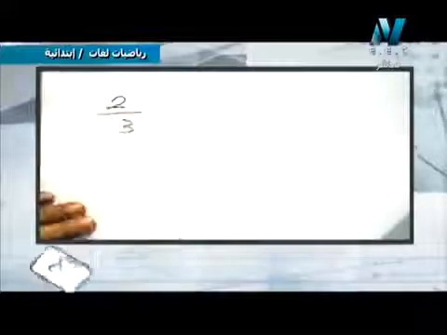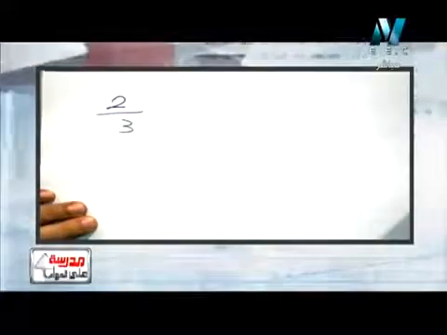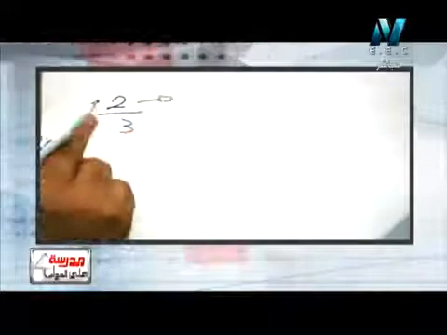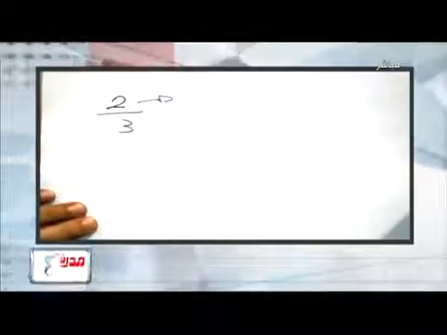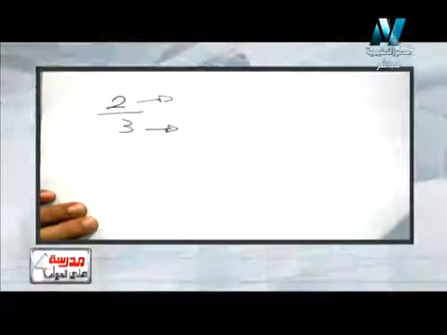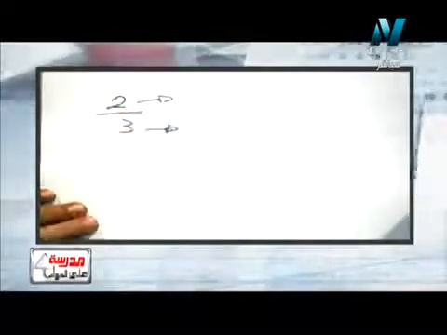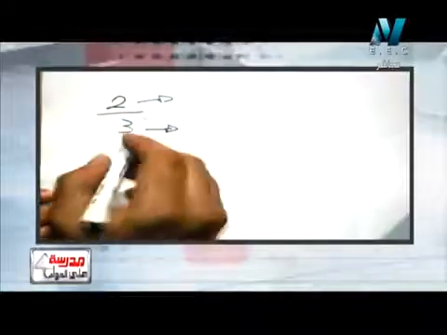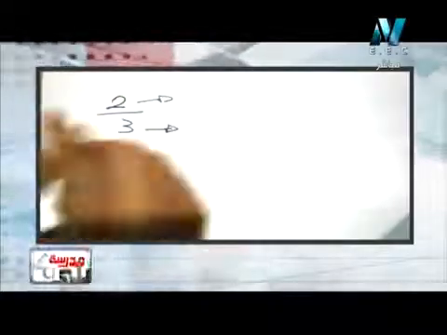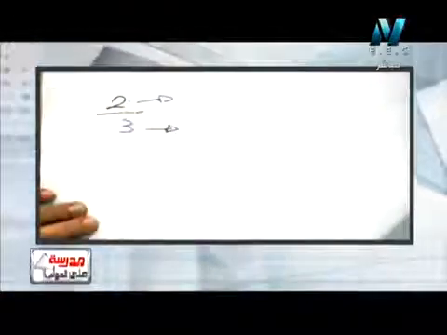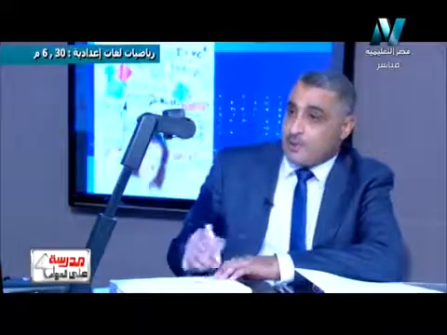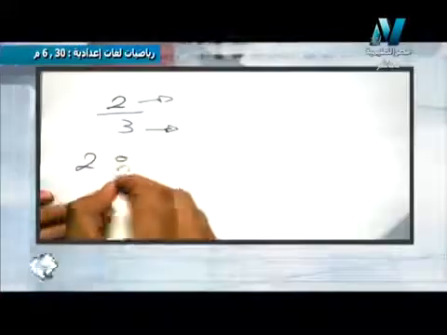If we have a ratio in this form, 2 to 3, we call the numerator the antecedent, or the first term of the ratio. And we call the denominator the consequent of the ratio. It's a very important point. 2 is the first term of the ratio, and 3 is the second term. We call the first term the antecedent and the second one the consequent. And we can write this ratio this way, 2 to 3.